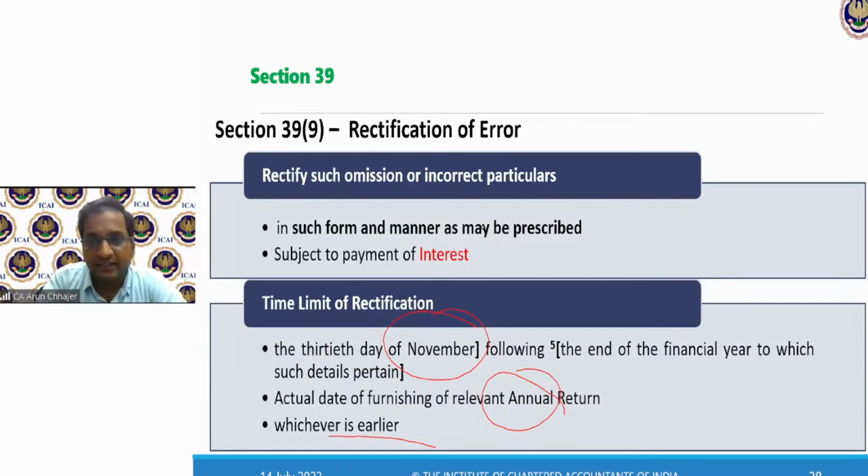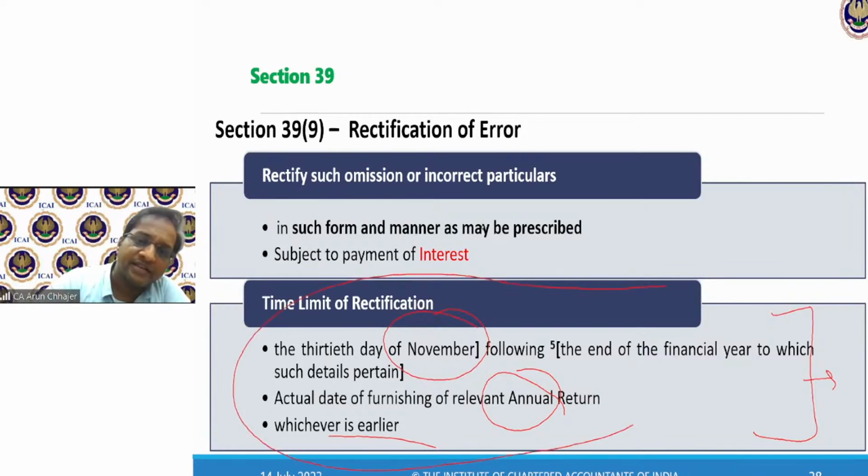Can anyone tell me? This timeline we have read somewhere else also. Exactly the same timeline we have discussed somewhere else also. Please tell me where we have discussed this timeline. You have to give 2 answers. At 2 places we have read almost the same timeline: 30th November after the end of the financial year or actual date of furnishing of annual return, whichever is earlier. The same we have discussed somewhere else. Please tell me where.